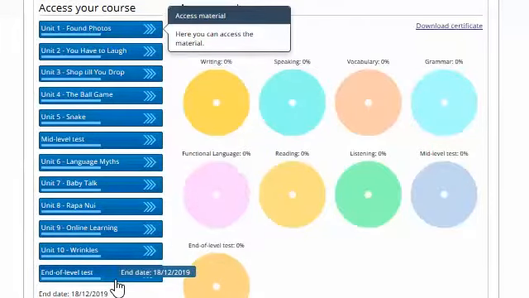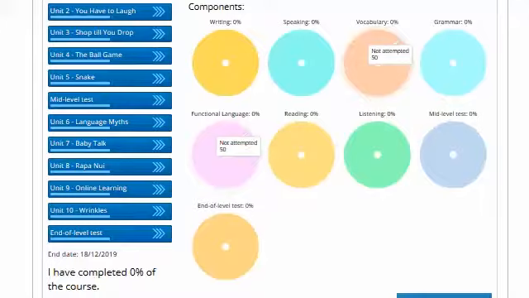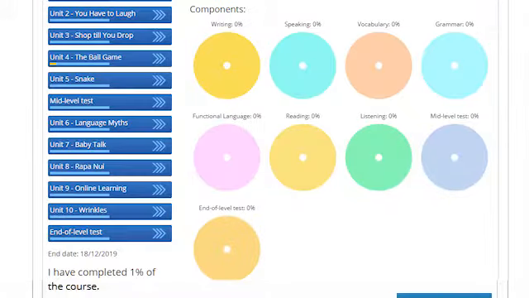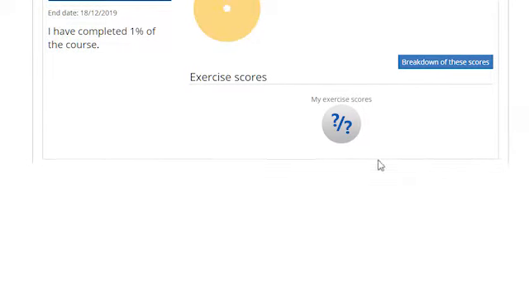On the right, you can see a series of pie charts, which is where the student's progress on the assessed components of the course is displayed. Underneath the units, you can see a section which is called Progress, which is where a student can see how much of the course she or he has completed. They can also see the end date, and if they want, the exercise scores.